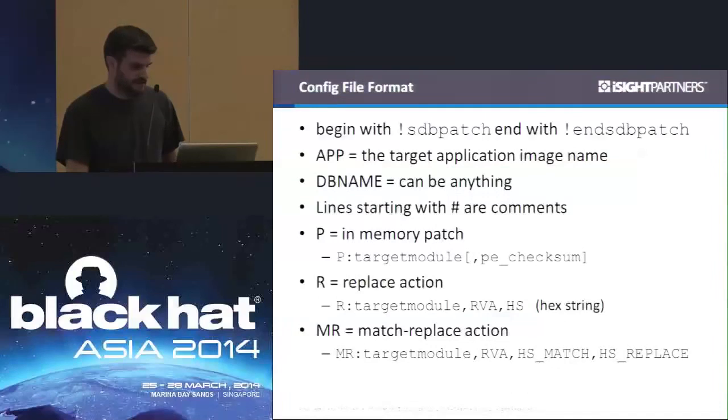MRRs does match replace combo. So you give an RVA, you give your hex string that you want to search for, and then the hex string that you want to write there.